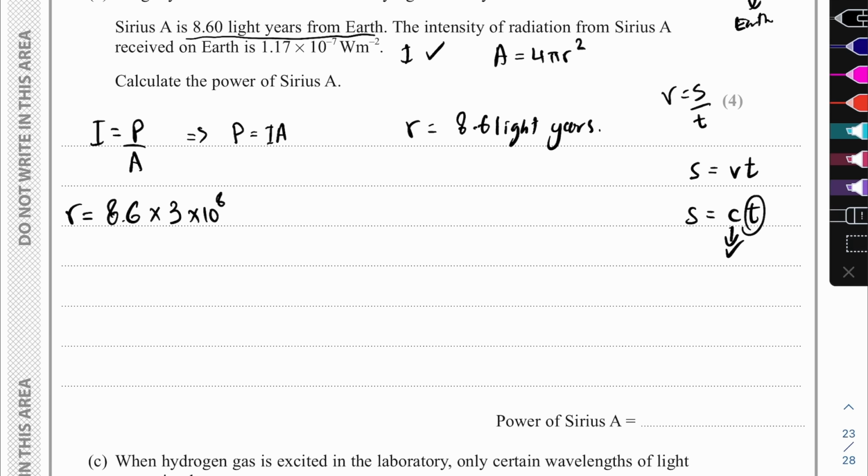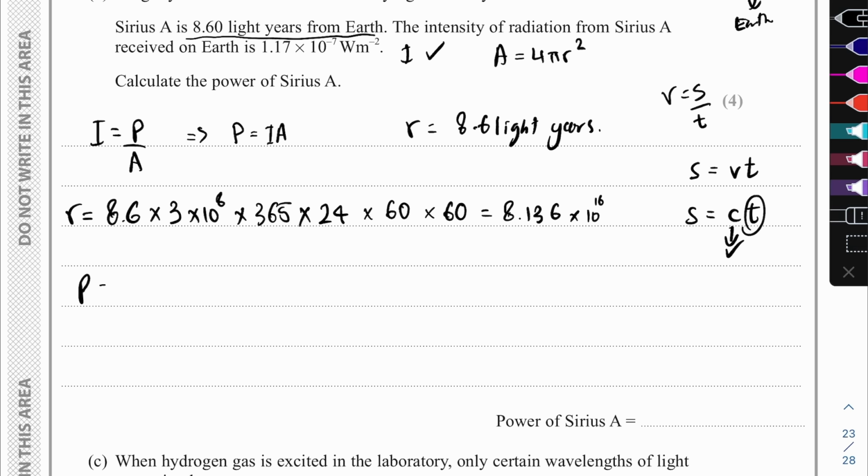Now what about the time? A year has 365 days, and each of those days has 24 hours, and each hour consists of 60 minutes, and each minute is worth 60 seconds. So when we multiply all this, 8.6 multiplied by 3 times 10 to the power 8 times 365 times 24 times 60 times 60, this gives us 8.136 times 10 to the power of 16.